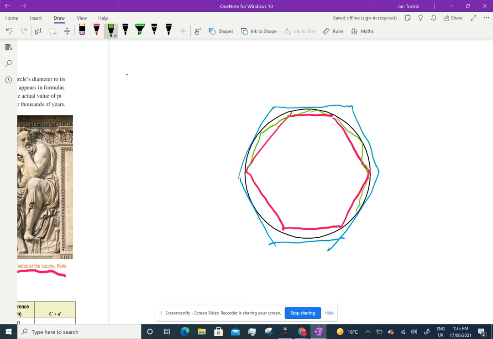And then he said, why stop there? And he did the same on the outside. And then he said, what if I did it again? So he started with a hexagon, 6 sides, and then he doubled it to 12, and then doubled again, 24, and again, 48. Then he got a 96-sided shape, both on the inside and outside. And what did he discover?